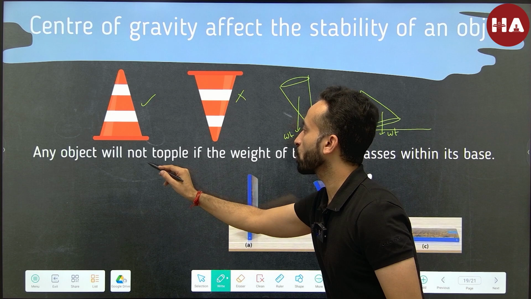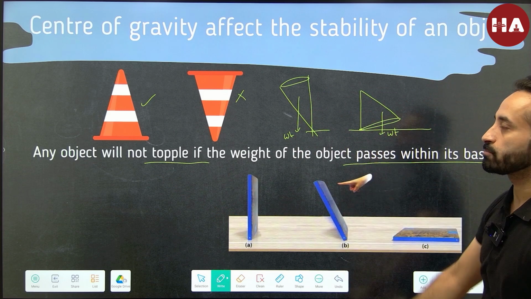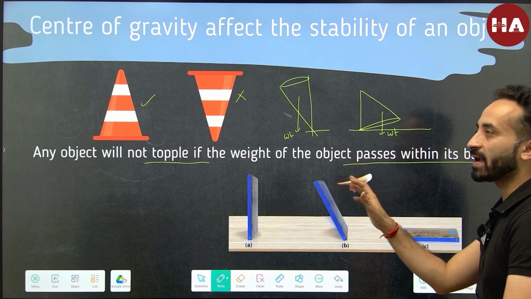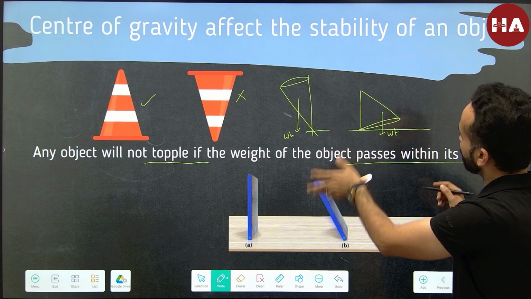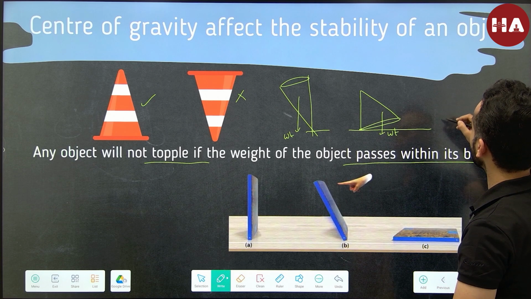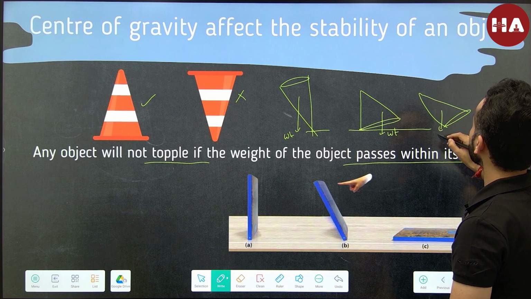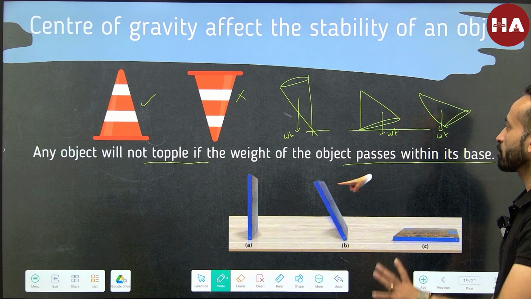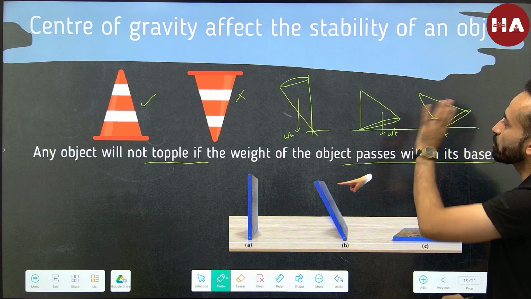An object will not topple if the weight of the object passes within its base. So it will again come back, it will again become stable. But if you keep bending it, keep bending it so much like this that the weight goes out of the base, then it is definitely going to topple.